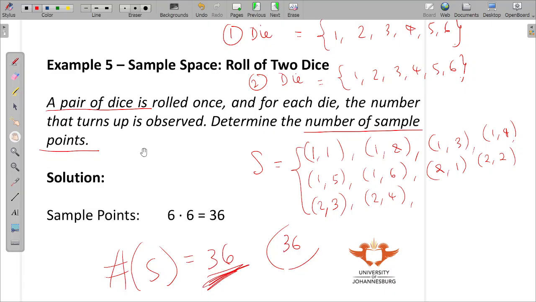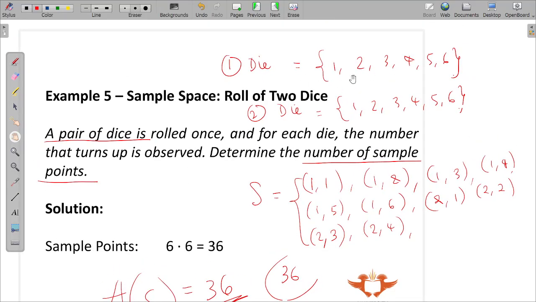And that is because the first die has 6 possible outcomes, and then the second one also has 6. If you multiply the two together, you get 36. You can also write them out like this. If they ask you to write out the sample space, you write them out like this, and then you count it, and you also get 36.